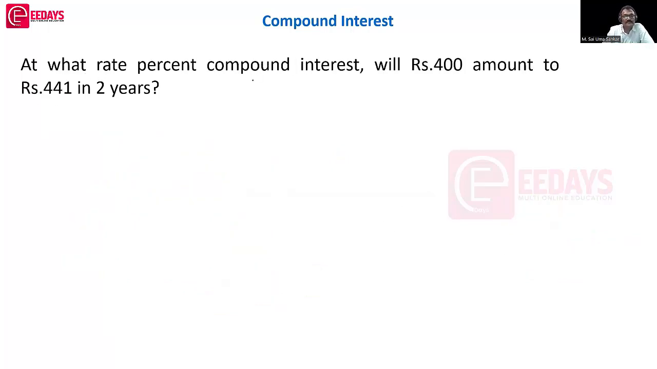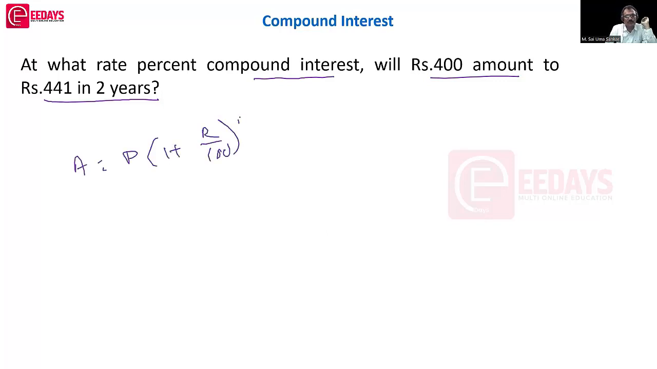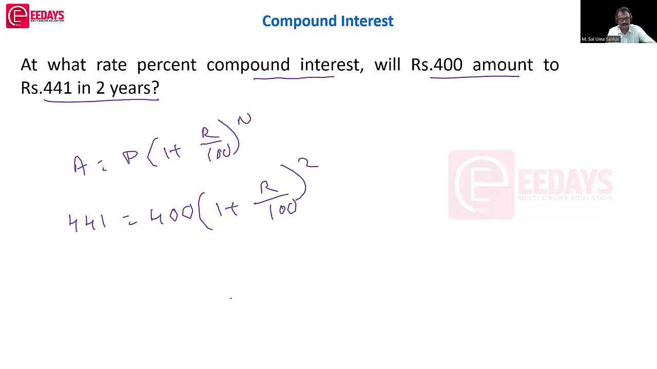At what rate percent compound interest will 400 amount to 441 in 2 years? So it is a little bit difficult. ఇక్కడ మనం లాజిక్ అప్లై చేద్దామంటే కష్టం, ఇక్కడ మాత్రం మనం ఫార్ములా అప్లై చేయాల్సిందే. ఓకే, సో వాట్ ఇస్ ద ఫార్ములా? A equal to P into 1 plus R by 100 whole to the power of n. What is the A? That is equal to 441 is equal to 400 into 1 plus what is the rate of interest? మనకు తెలియదు. R by 100 whole square.